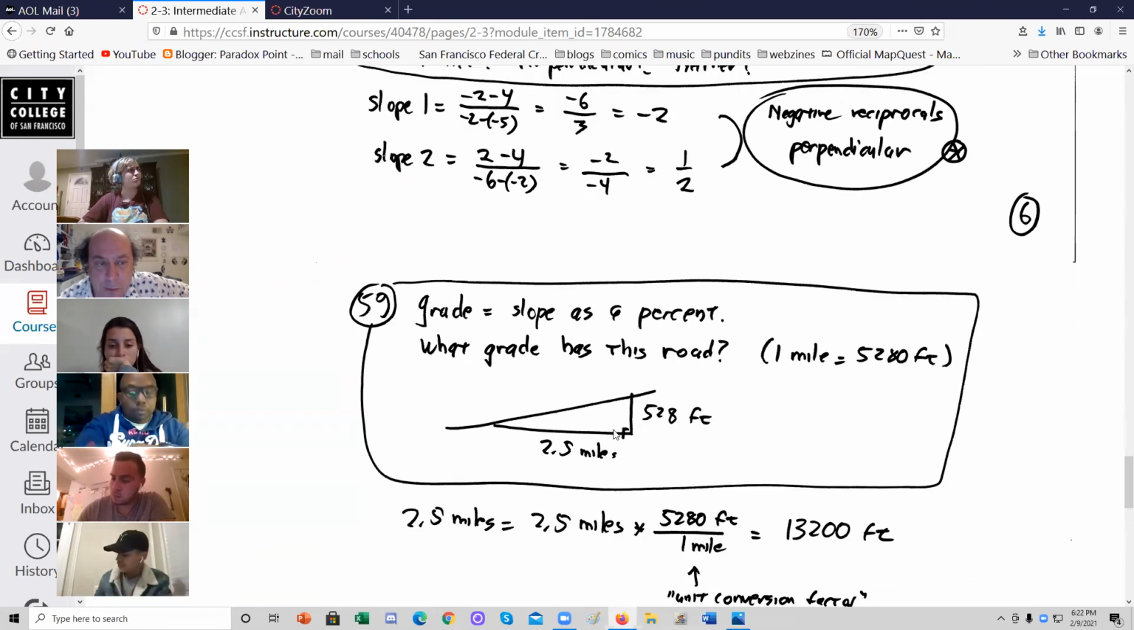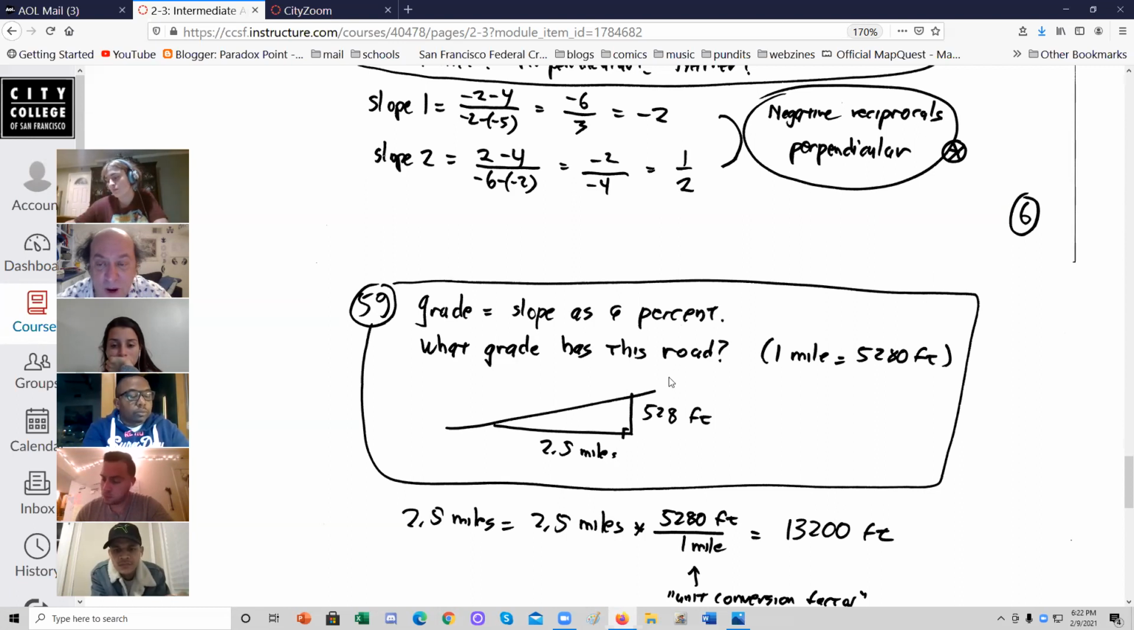Now, apparently, if you go driving around on the interstate, haven't done that in a while, there are signs which talk about a grade. Well, a grade is basically a slope. A 10% grade is a slope of 0.10, that sort of thing.